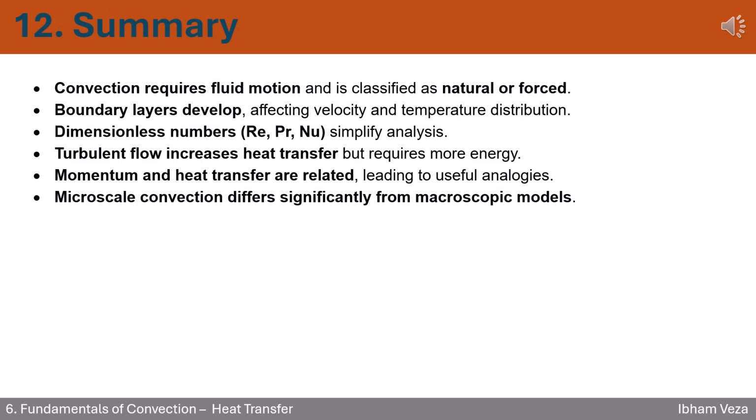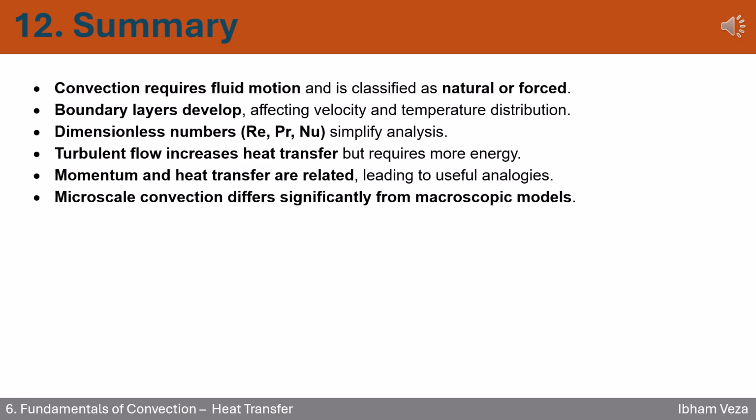12. Summarize the key takeaways. Let's conclude with a quick recap of the essentials. Convection requires fluid motion divided into natural and forced types. Boundary layers form, shaping both velocity and temperature profiles. Dimensionless numbers, Reynolds, Prandtl, and Nusselt, make it easier to analyze different flow situations.